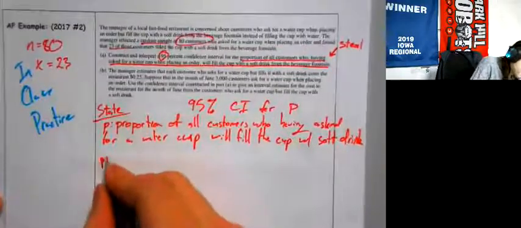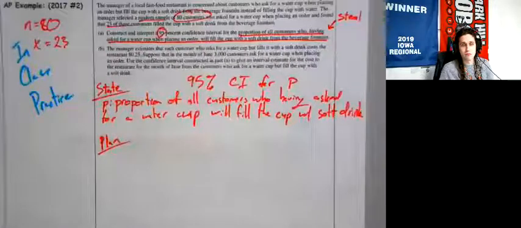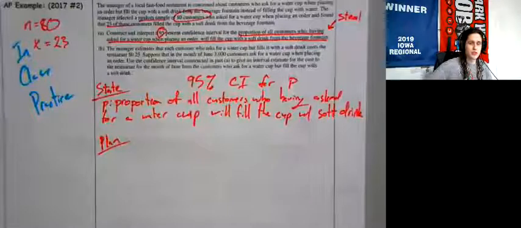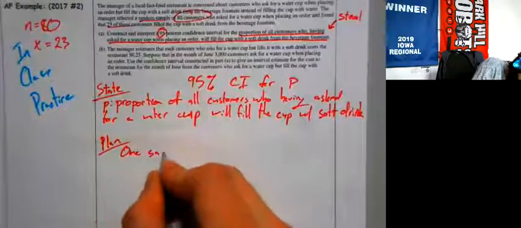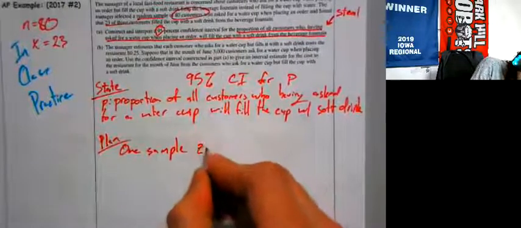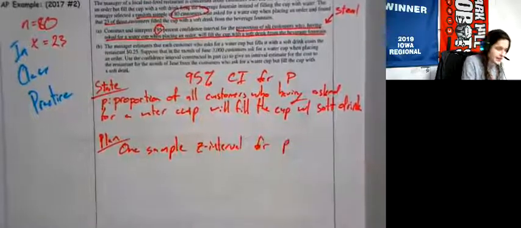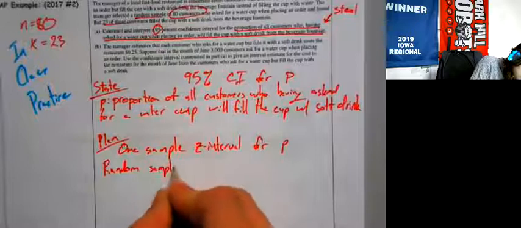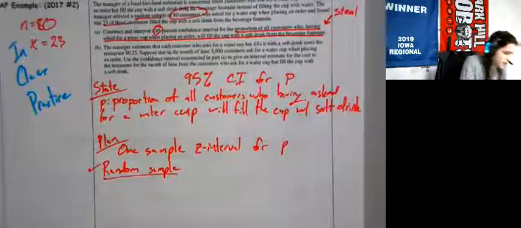Then the plan step. We go ahead and name the procedure. How many samples did we take? We took 1 sample. It's an interval for proportions, so it's going to be a Z interval for P. And then we need to check the conditions. We were told that we took a random sample.